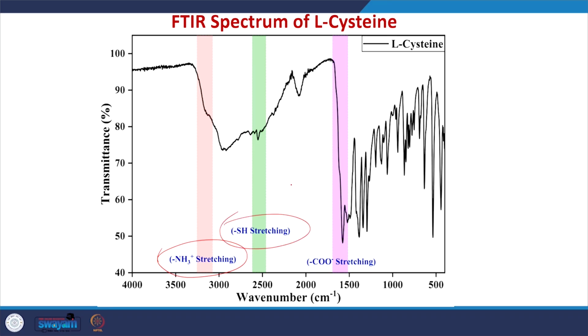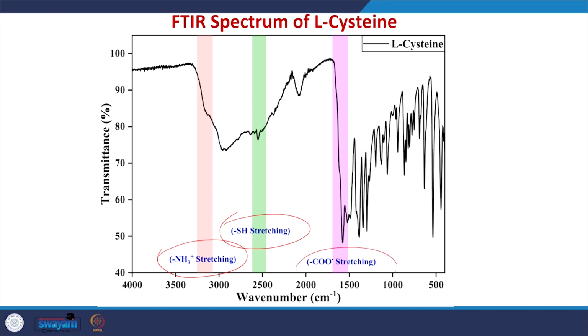Then thiol stretching is highlighted in green. This peak represents the stretching vibration of the thiol group, a unique feature of cysteine. The intensity and the peak position of this may vary depending on the environment of the thiol group.